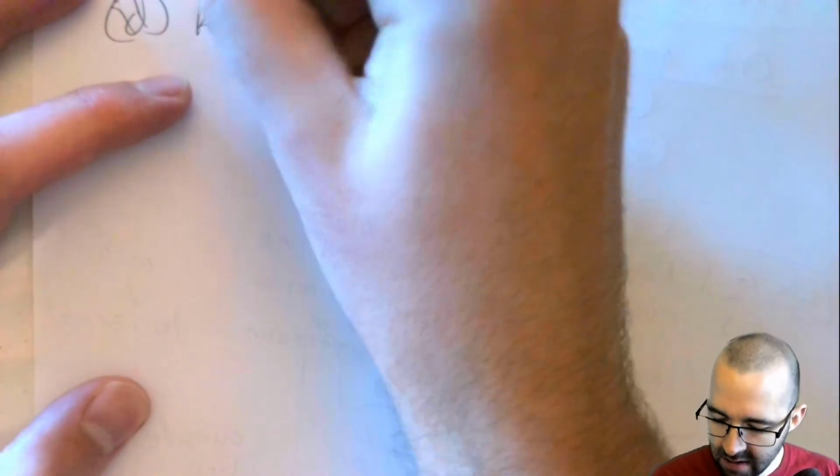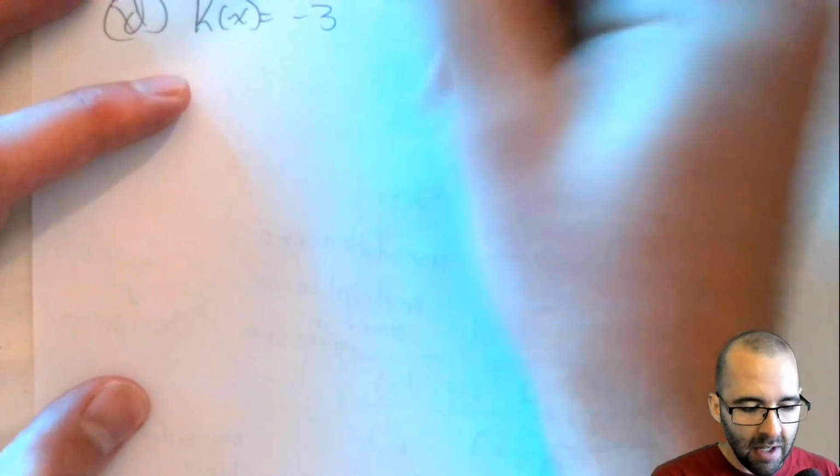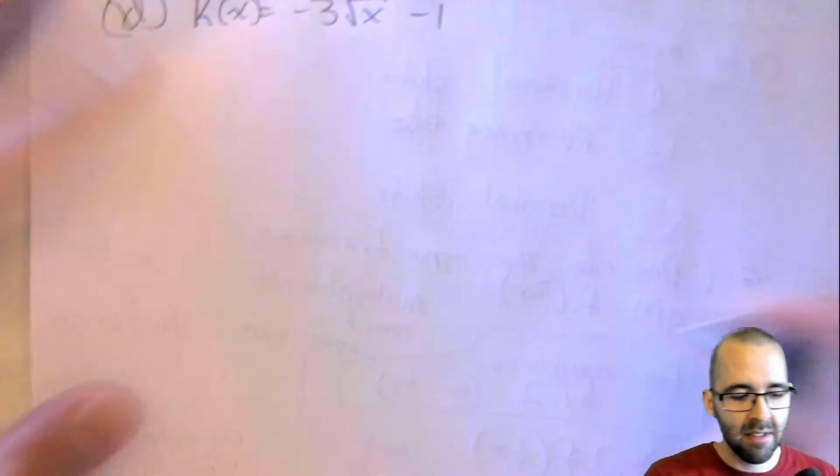Part D. Example G, part D. Yes, excellent numbering system. K of x equals negative 3 times the square root of x minus 1.